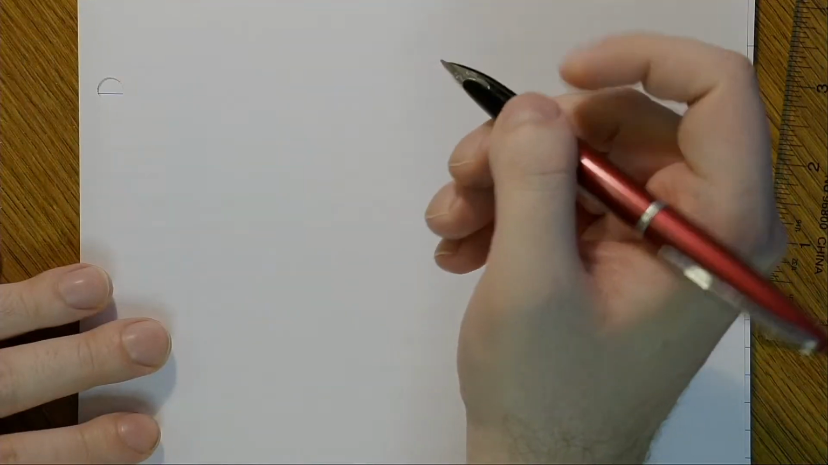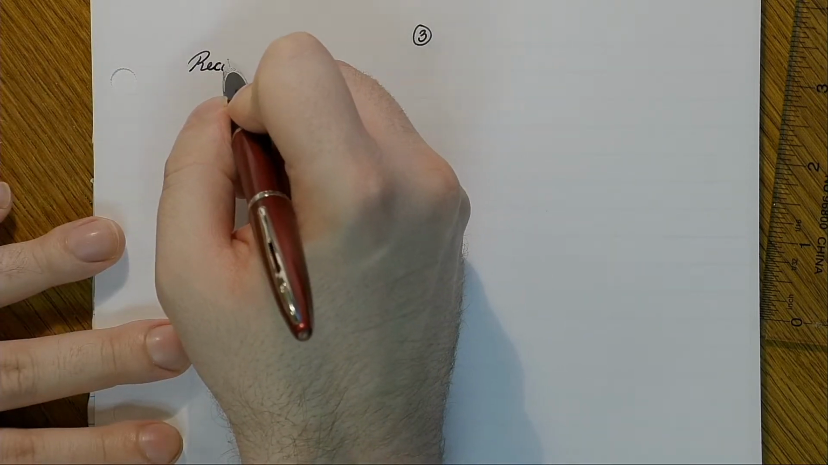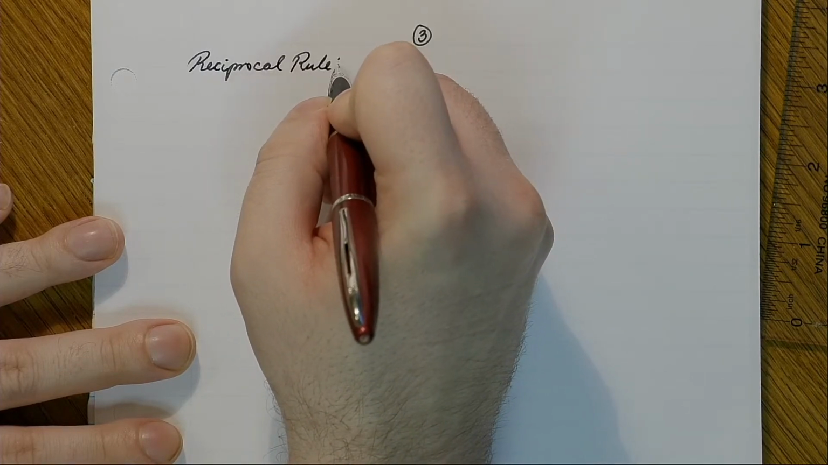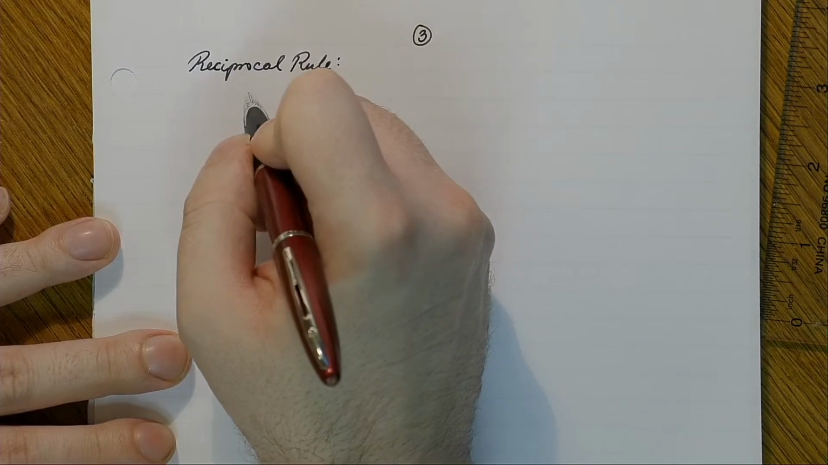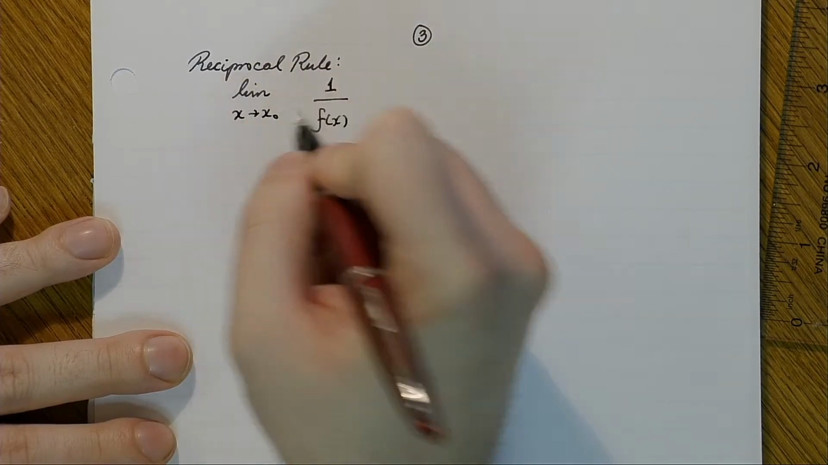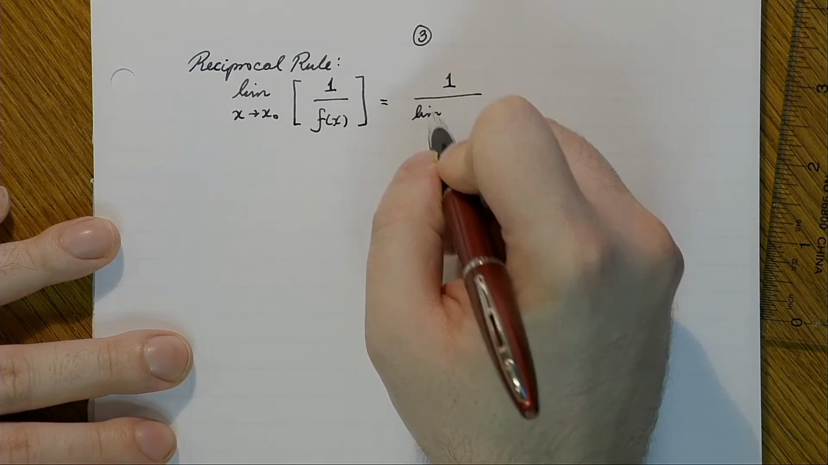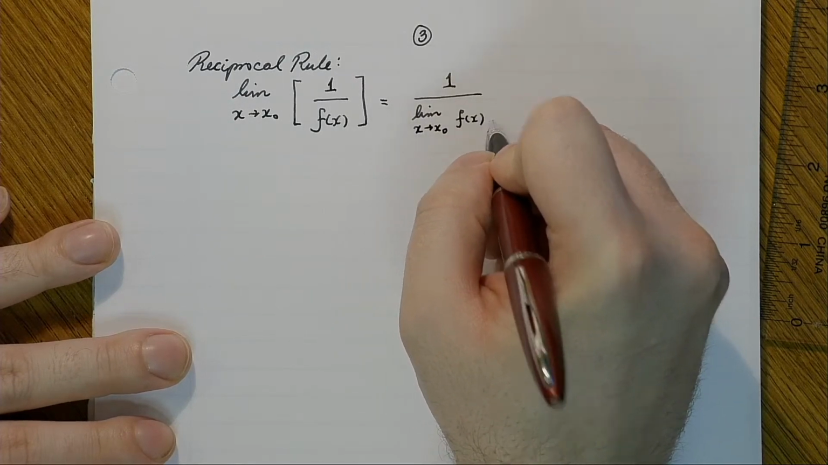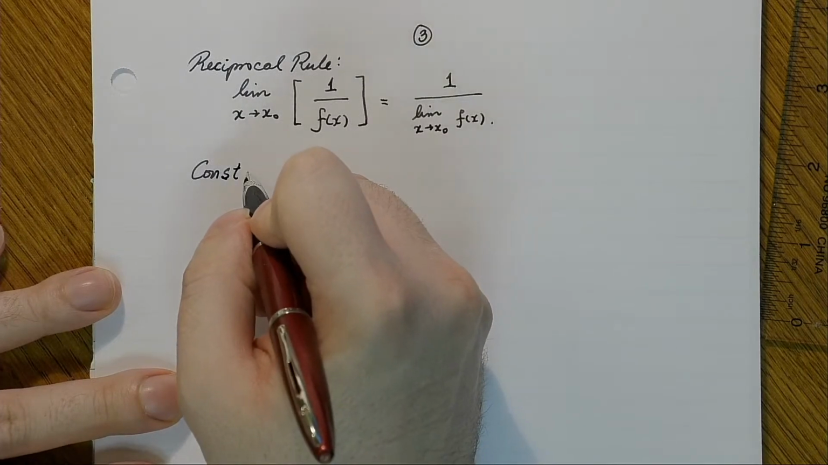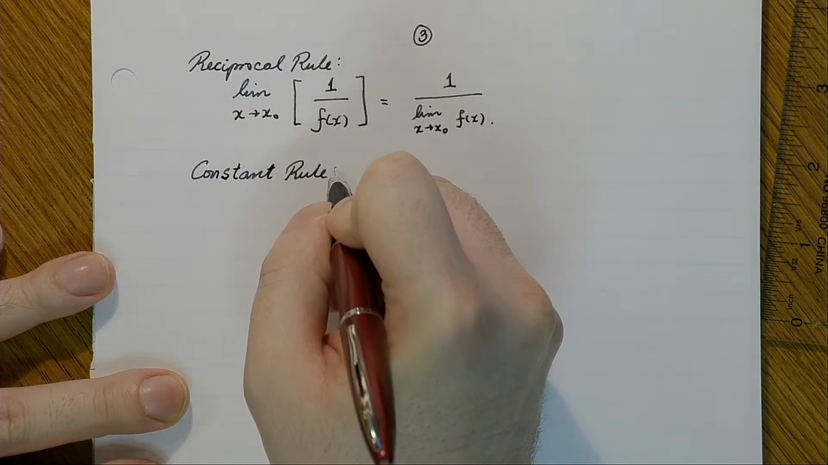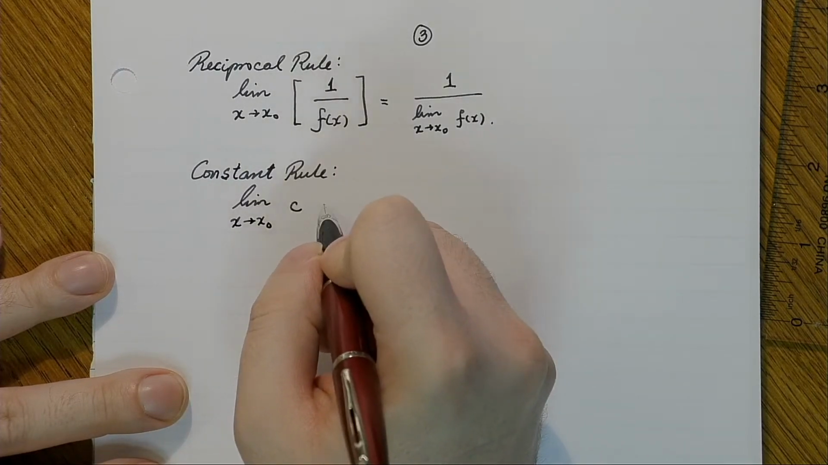So I think in the textbook, they give a reciprocal rule. So let's write that one. And reciprocal meaning it's a function of 1 over f of x. So here's the limit as x goes to x naught, and that's just equal to just applying the limit to that bottom function. And the last one that we have is a constant function. So we have a constant rule, so the limit as x goes to x naught of some constant c is just c.